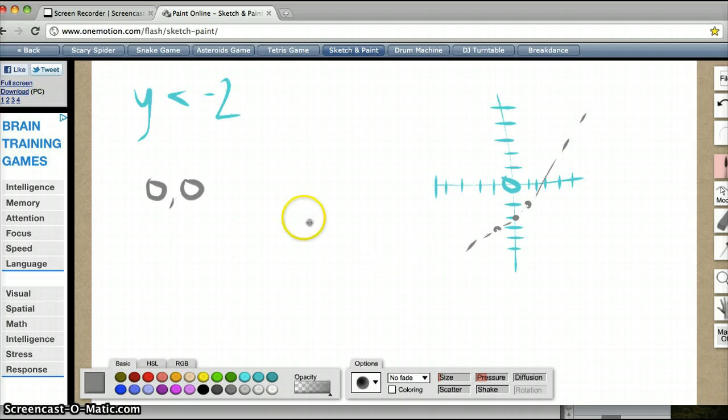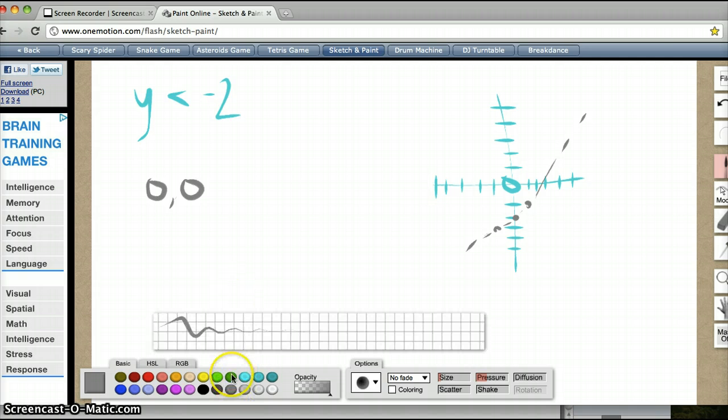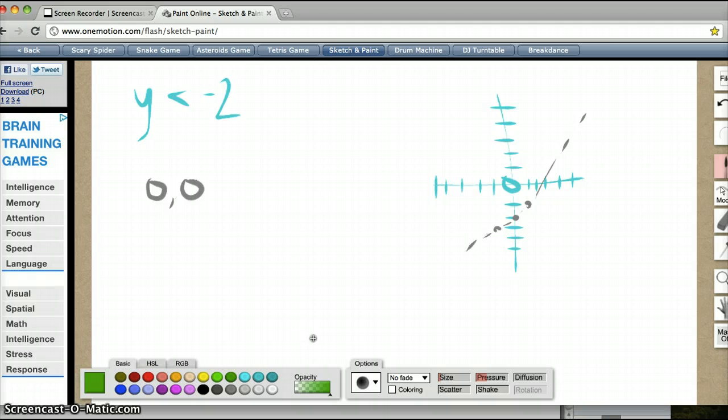Okay, then what we need to see is 0, 0. So what we need to see is whether this is going to be true or false. So let's plug in our 0. So 0 is less than negative 2, which is false. So we're going to go ahead and shade in this line here.